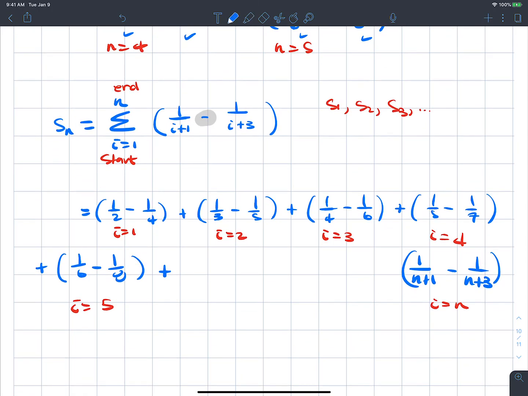You see, these terms differ by 2. I plus 1 and I plus 3 differ by 2. So when I take a look here, it's going to be the second term, and then I have to go 2 over the first term. There's a pattern here.